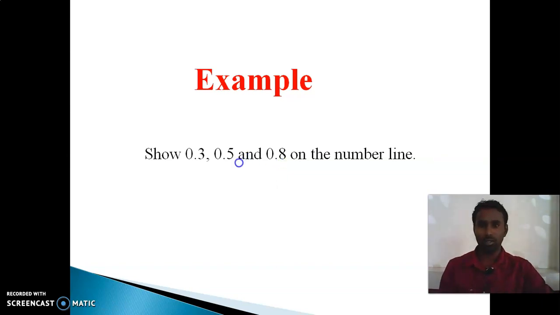0.8 will be less than 1. 0.5 is also less than 1. 0.3 is also less than 1. But anyway, they will all be greater than 0, right? After 0 comes 0.1, then 0.2, 0.3, 0.4, 0.5.